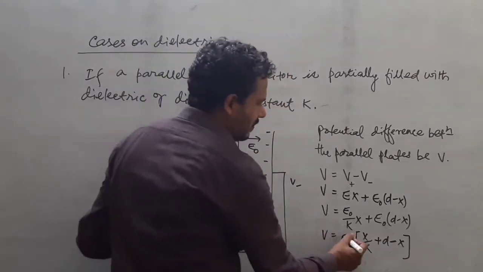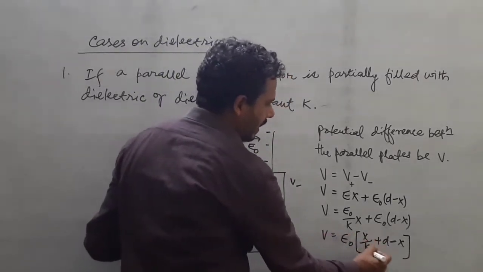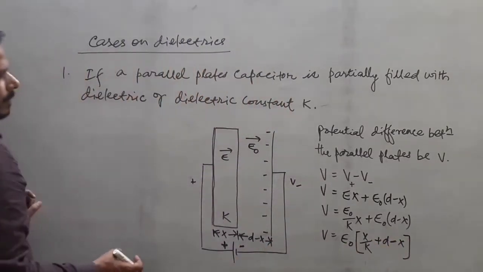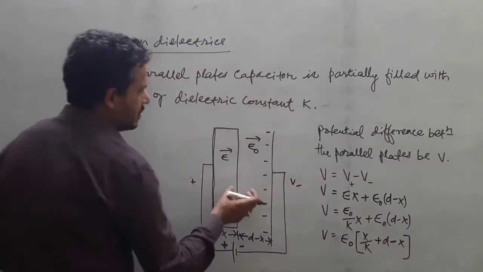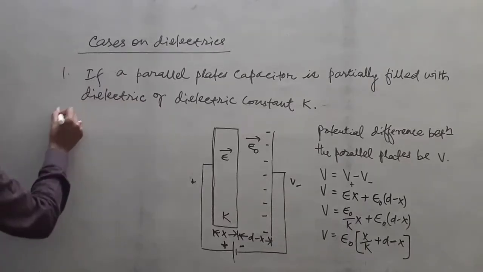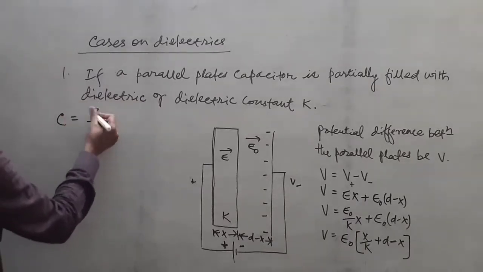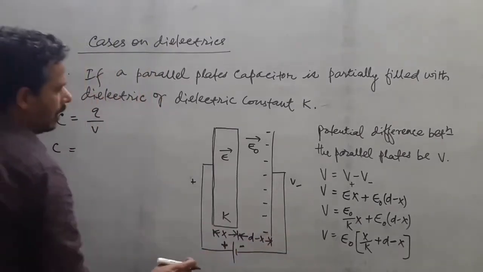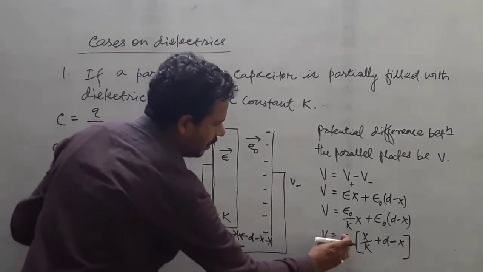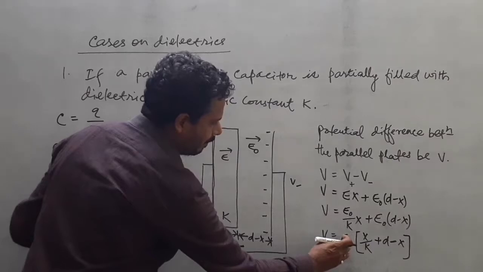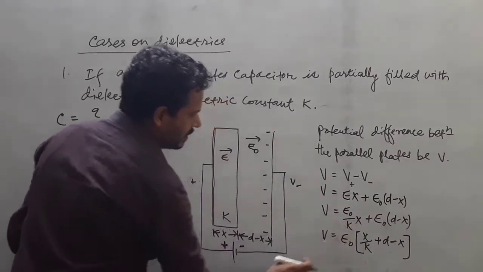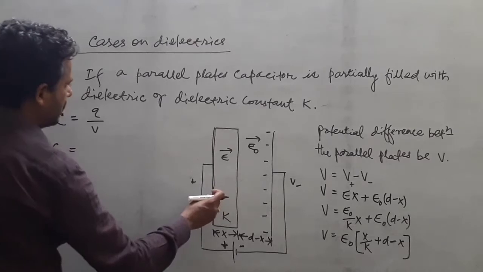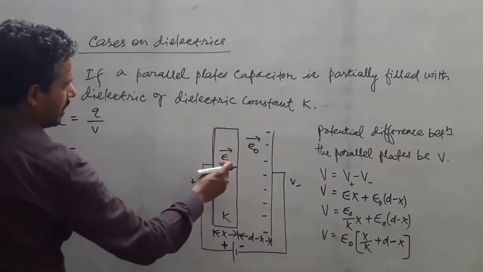So V is equal to E naught X by K plus D minus X. Using the relation in capacitance, that C is equal to Q by V, now put the value of V from here, and you have to change this E naught. You know E is equal to sigma by epsilon naught, and sigma is equal to Q by A.